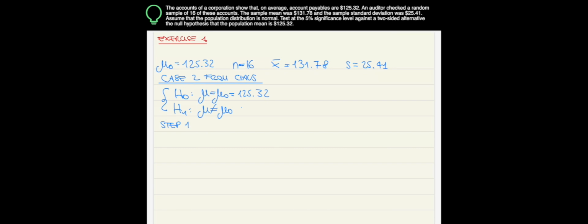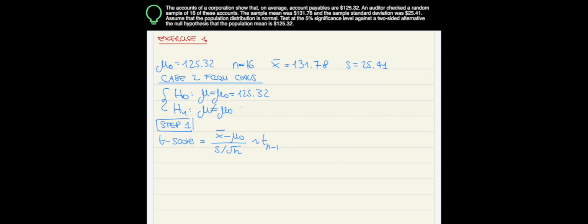Step 1, the calculation of the z-score or t-score, and in particular this time it is the t-score, because the variance of the population is not known. Then we only know that x bar minus mu0, the sample mean minus mu0, over s, the sample standard deviation, divided by square root of n, is distributed according to a t-student with n-1 degrees of freedom.